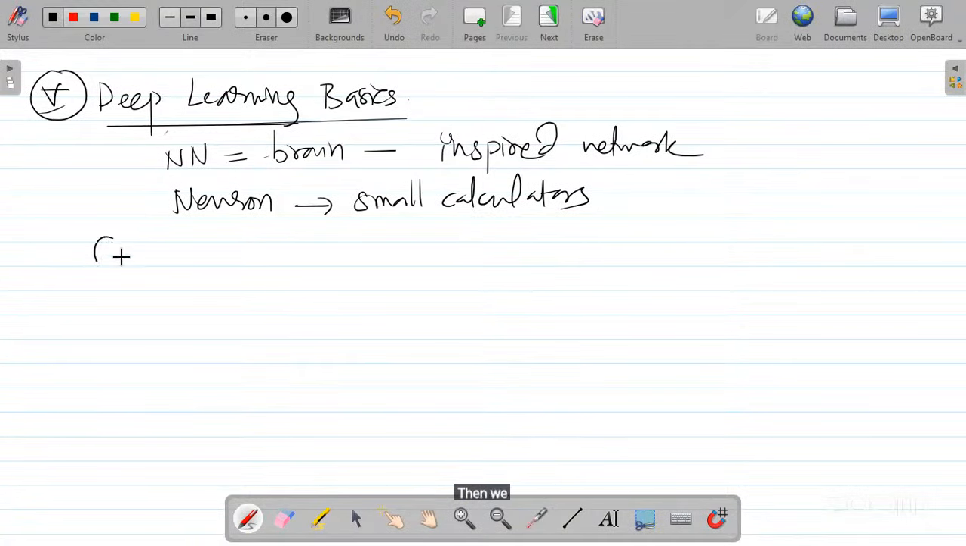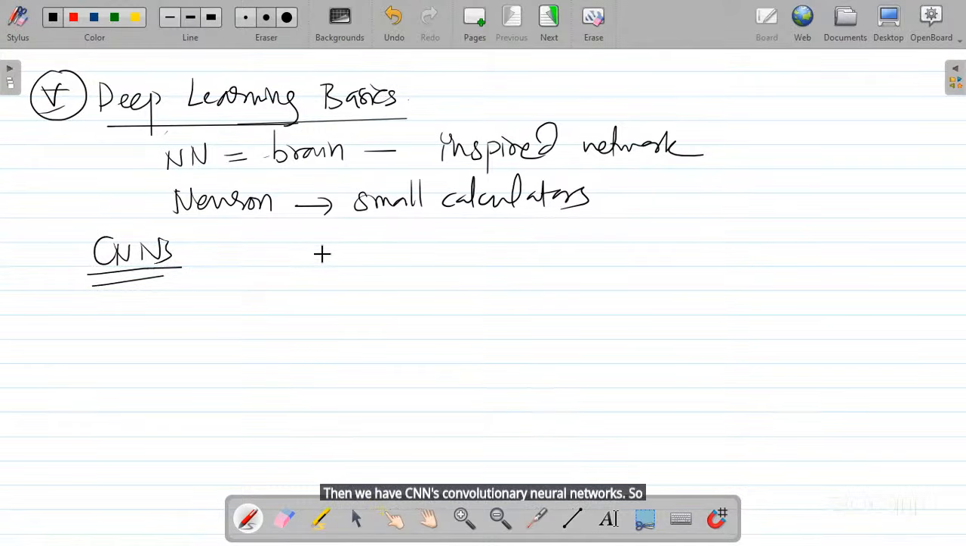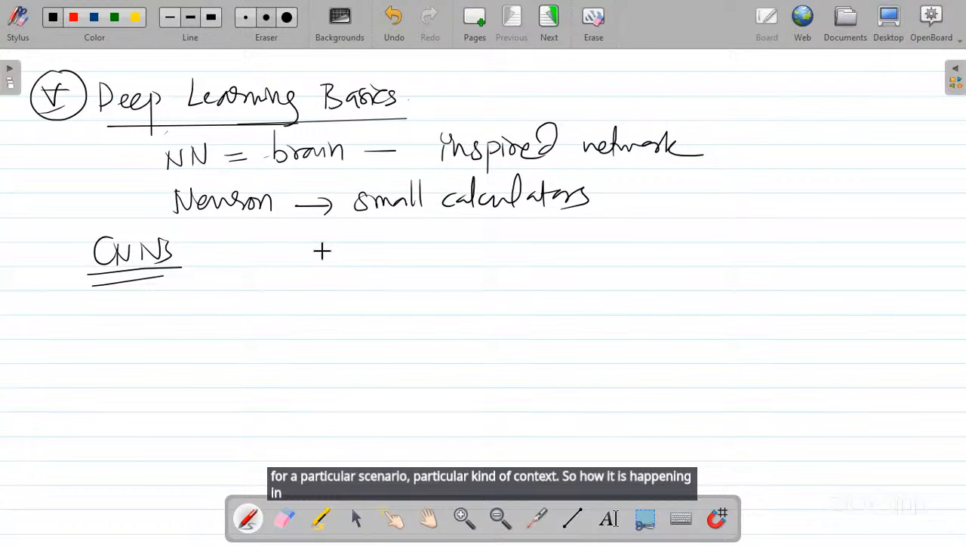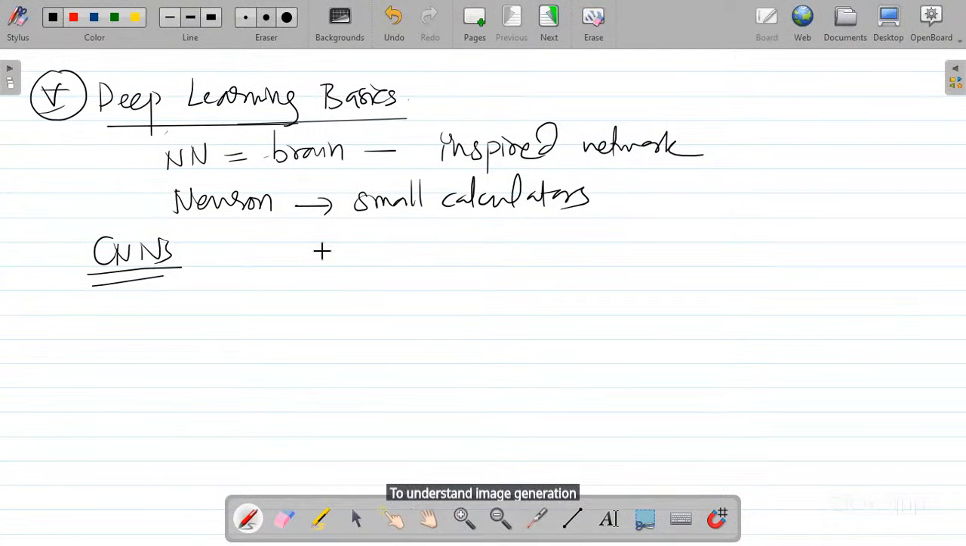Then we have CNNs, convolutional neural networks. For image generation, we know that we are giving a prompt to our model to generate this image for a particular scenario, a particular kind of context. So how is it happening in the backend? Convolutional neural networks are there because to understand image generation, we should have an idea about CNN, to understand the vision models, right? Vision models, for example, Midjourney, for example, DALL-E. These vision models are using CNN for image generation.